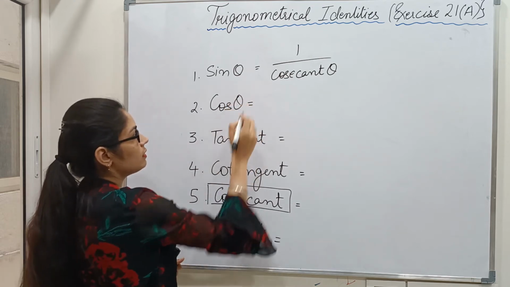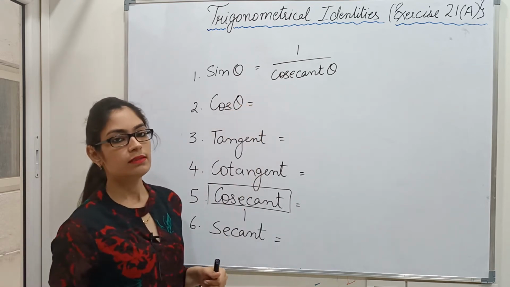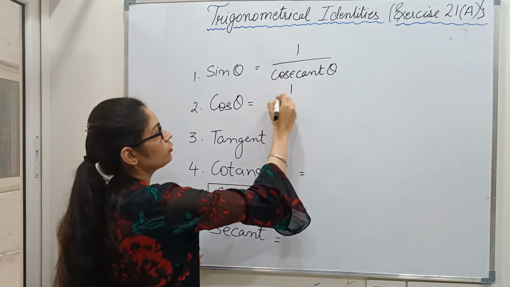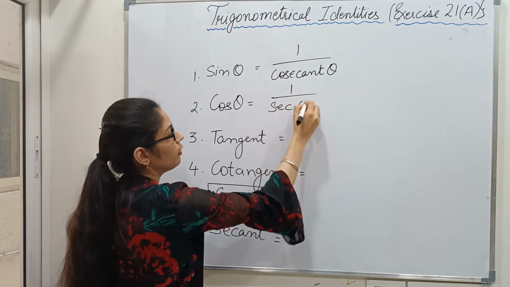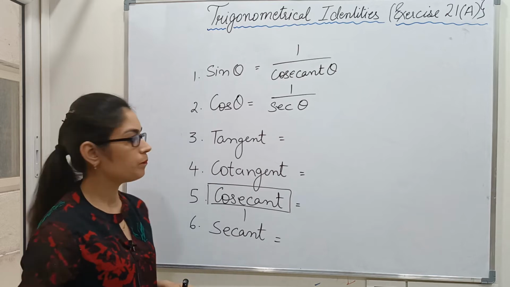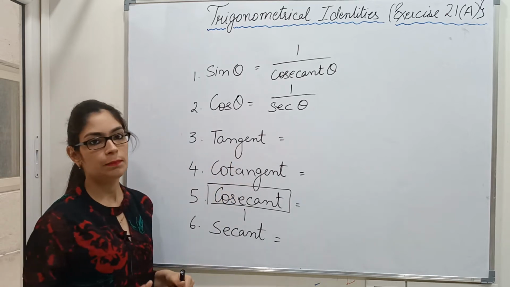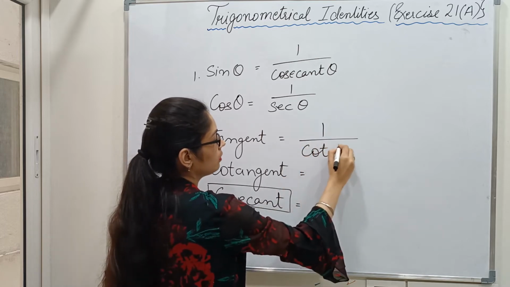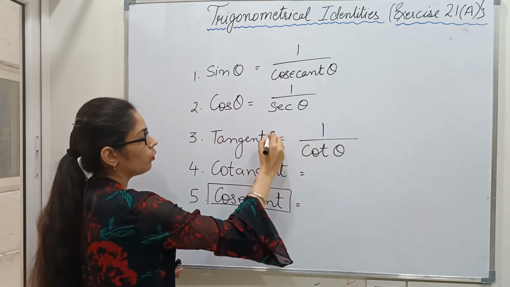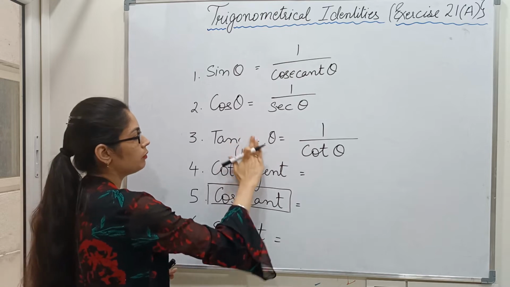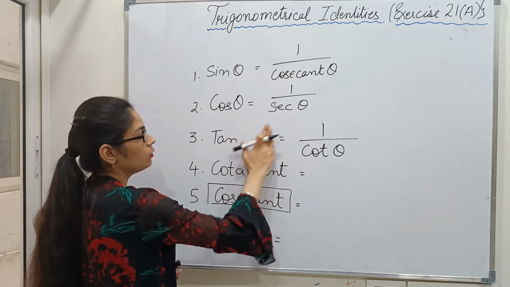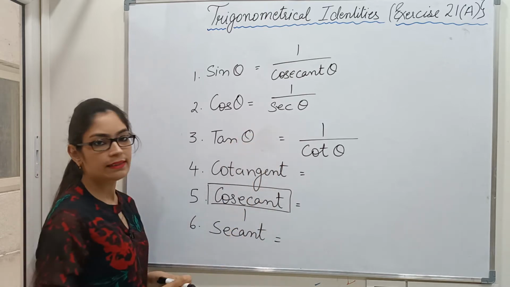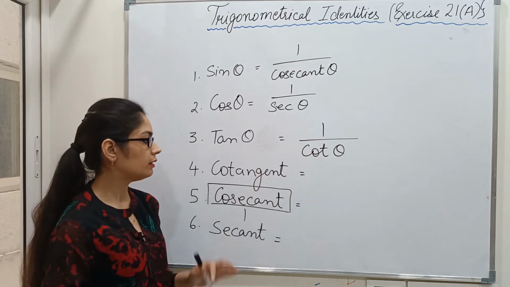Same way cos theta, it's a reciprocal of secant. So we can also write it as 1 by sec theta. Tangent, it's a reciprocal of cotangent. So I can write it as 1 by cot. Its abbreviation is only tan. So tan theta is equal to 1 by cot theta.